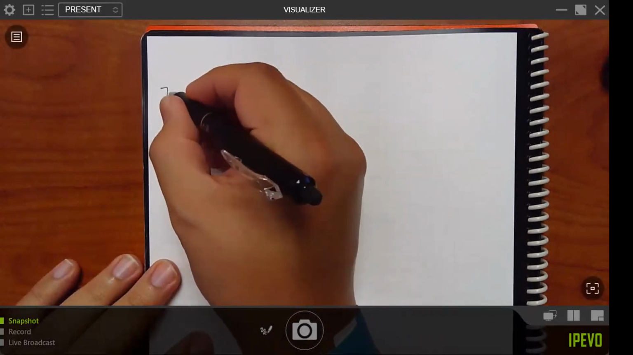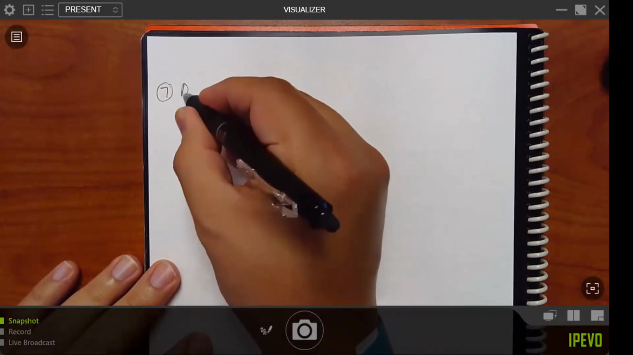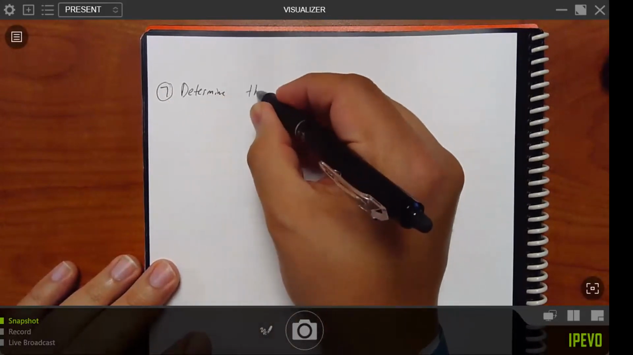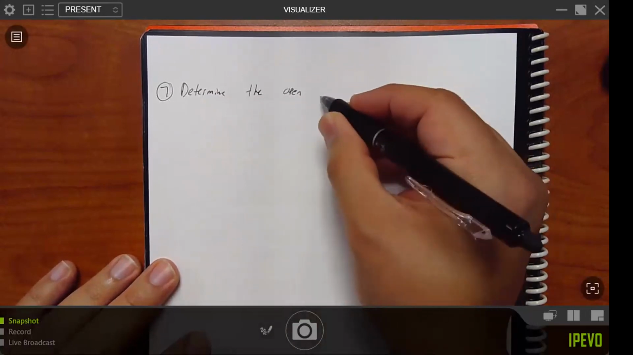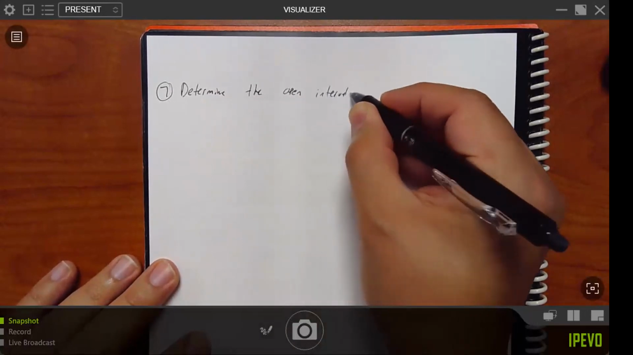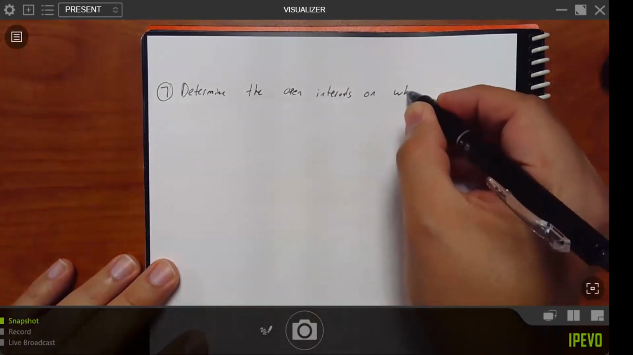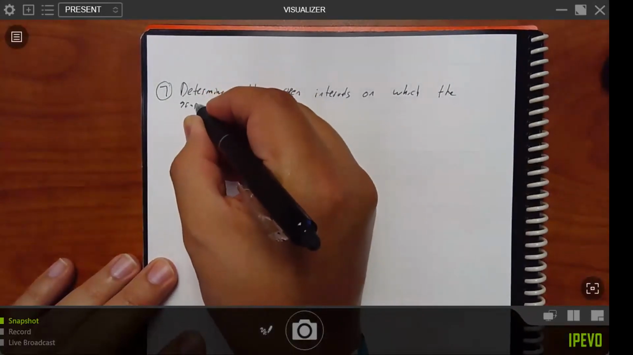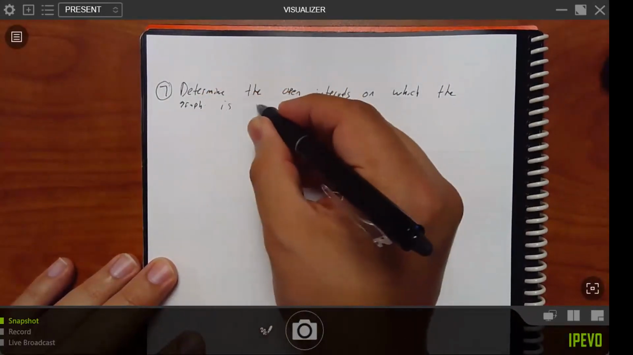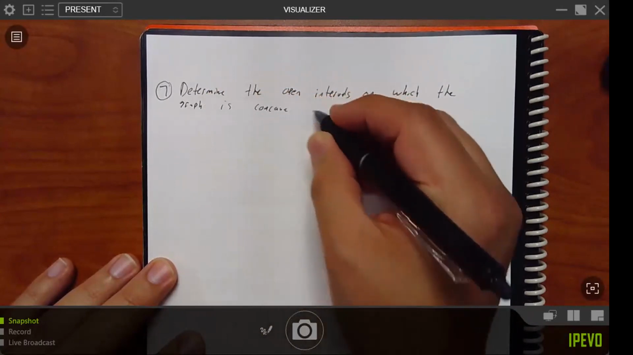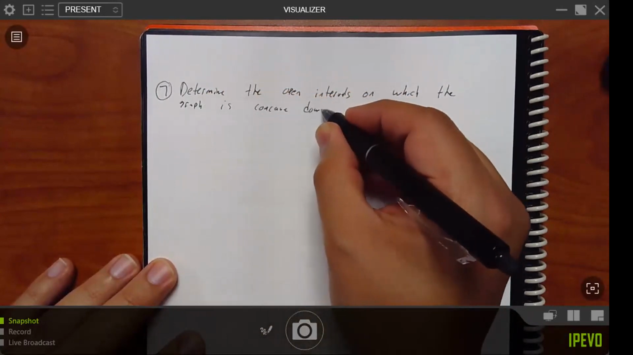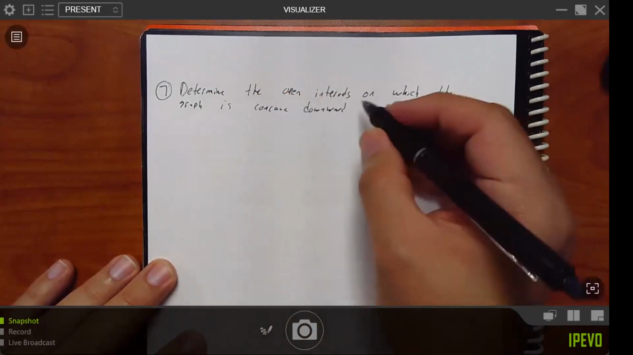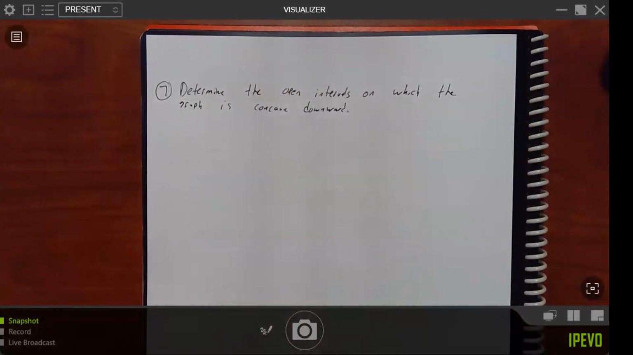Okay, number 7. Determine the open intervals on which the graph is concave downward. Weird. Well, the answer one of them. Okay.